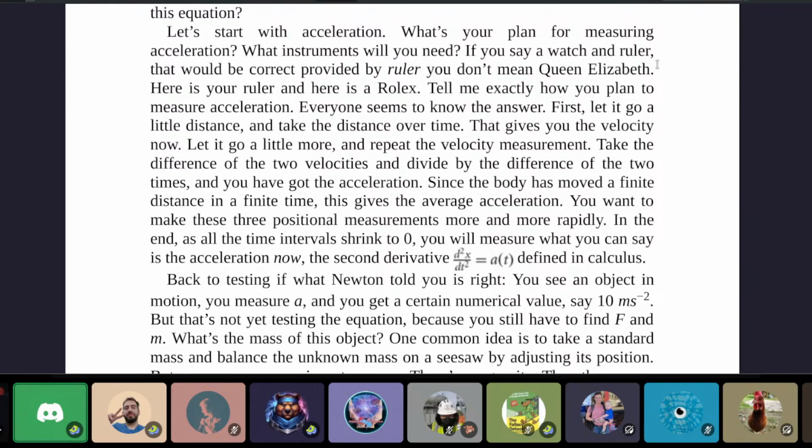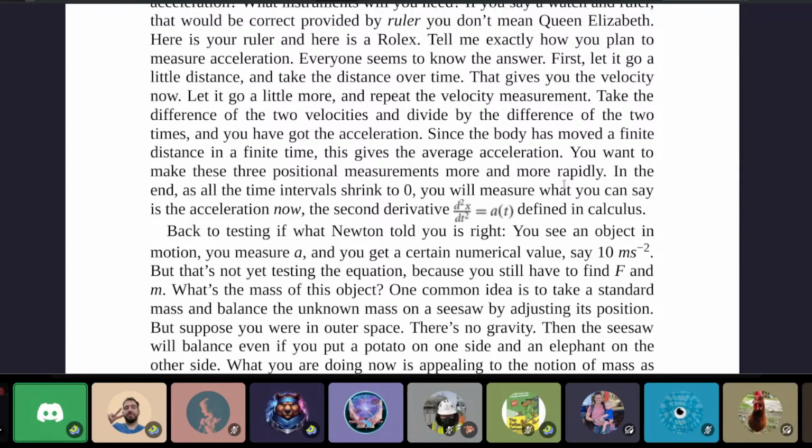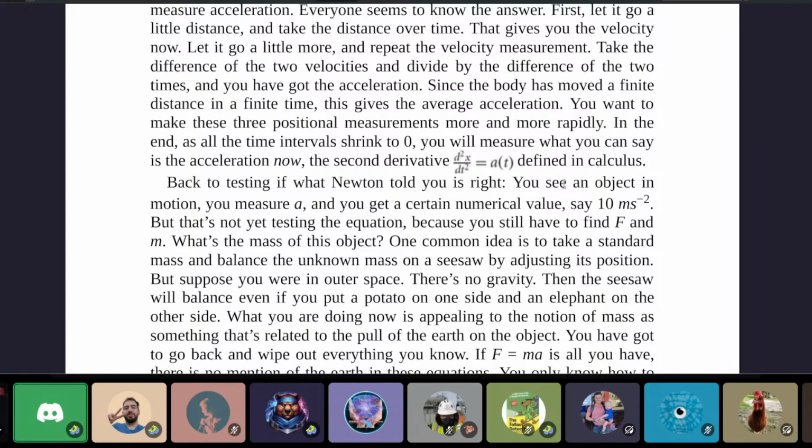If you say a watch and ruler, that would be correct, provided by ruler, you don't mean Queen Elizabeth. Here is your ruler, and here's a Rolex. Tell me exactly how you plan to measure acceleration. Everyone seems to know the answer.